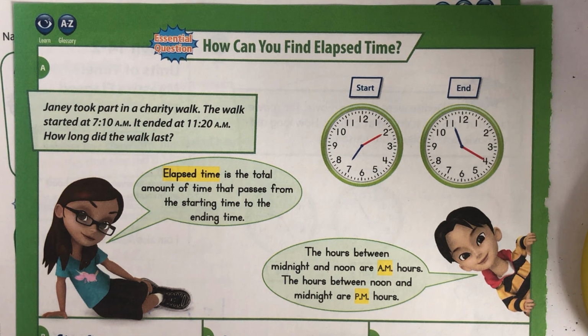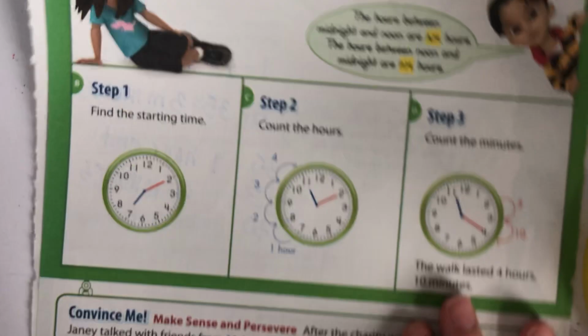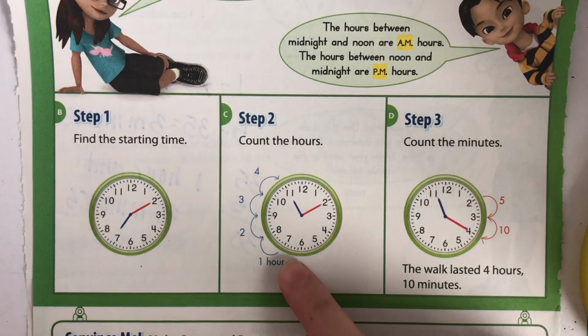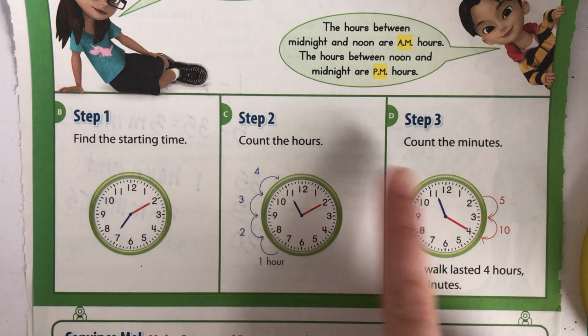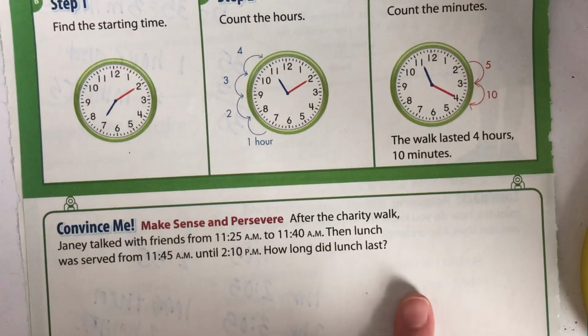Elapsed time is the total amount of time that passes from the starting time to the ending time. The hours between midnight and noon are a.m. and hours between noon and midnight are p.m. hours. So we see a.m. and a.m. We want to find the starting time, count the hours, which would be 4. Then count the minutes, 5, 10. The walk lasted 4 hours and 10 minutes.